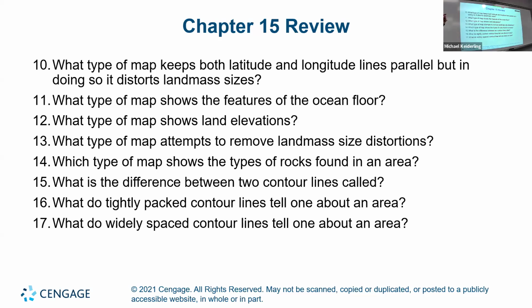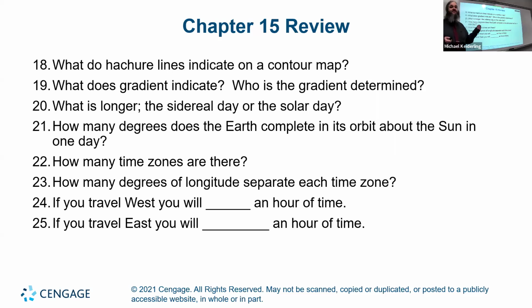Tightly packed contour lines tell you that the altitude or the height is changing quickly, so the area has a steep slope. Widely spaced contour lines tell you that the height is changing slowly, so the area has a gradual slope. Hachure lines on a contour map indicate which way is down. The little hatches point downslope.